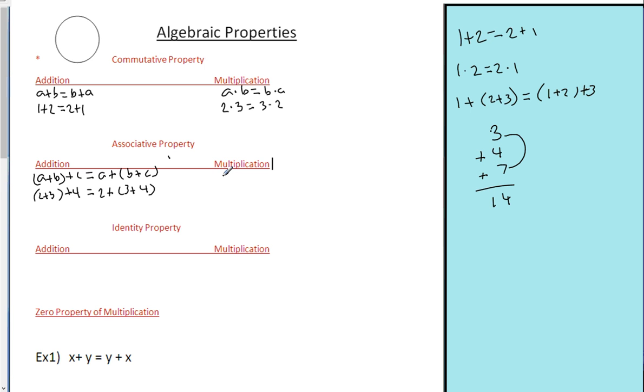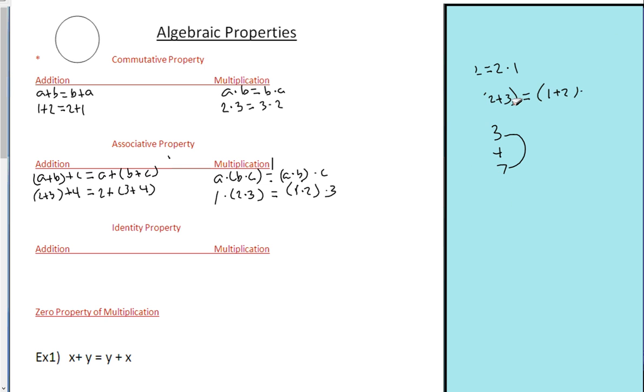The associative property of multiplication is this. If I have a times b times c, it's the same as a times b in parentheses times c. That's the associative property of multiplication. Do it with numbers. 1 times 2 times 3 is the same as 1 times 2 times 3. Okay? Now, those are the two main properties. These are by far the most important ones.